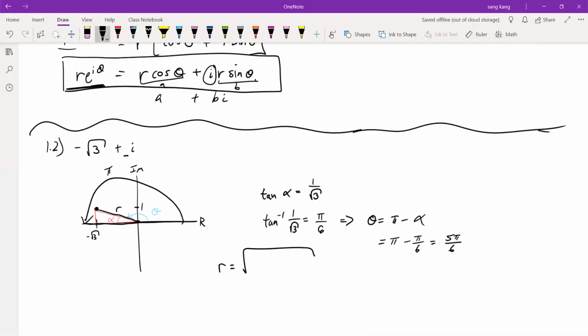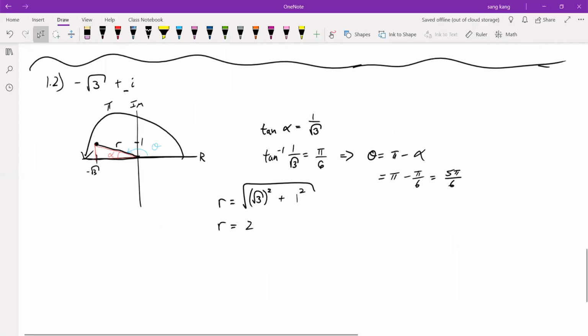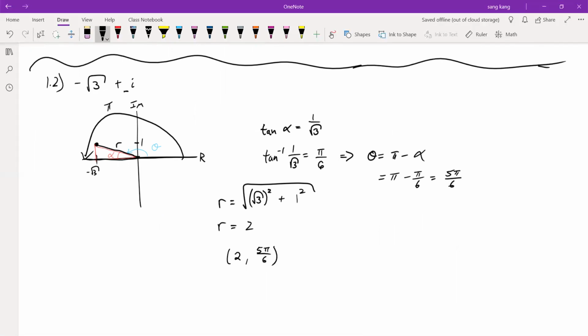My r, again using the Pythagorean theorem, will be the square root of the short leg, root 3 squared. Here it doesn't matter whether you take positive or negative, but since we're isolating this triangle, we're keeping everything positive. And then that was the longer leg. The shorter leg is 1 squared. So this is 3 plus 1, 4. So my r is 2. So my polar coordinate would be 2, 5 pi over 6. So this is my r, theta.